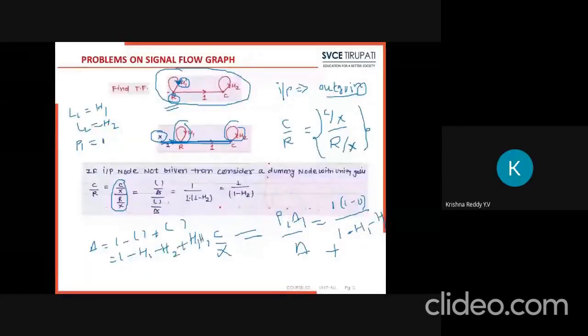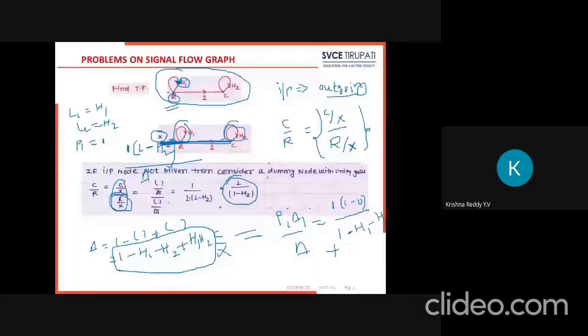Next we need to calculate the R by X value. The forward path gain is 1. It does not touch loop L2. That's why delta 1 is 1 minus H2, divided by its delta value, which is the same, 1 minus H1 minus H2. When you take the ratio between these two, you finally get the function 1 divided by 1 minus H2.